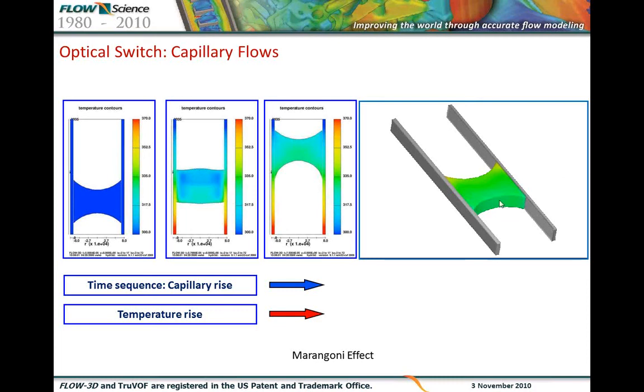Flow3D is used in this case to study the time required by the drop to move in response to a particular temperature gradient, and also to predict the drop shape.